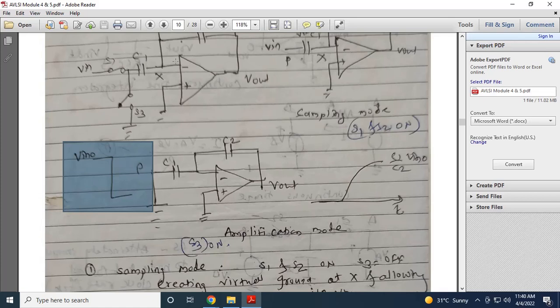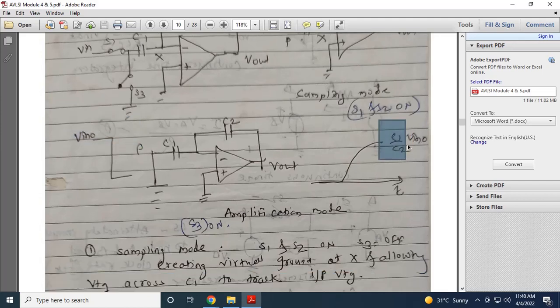Still we are applying the input to the inverting terminal of the op-amp. The output and input signals are both in phase, and that is the reason this amplifier is given the name non-inverting amplifier. So C1 by C2 is the gain of this non-inverting amplifier. So the output is equal to the gain C1 by C2 multiplied by the input. So the input is Vin.